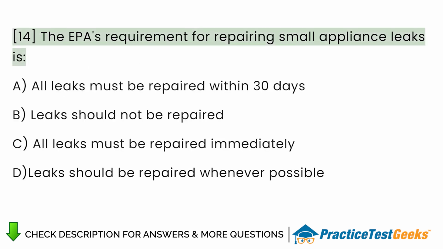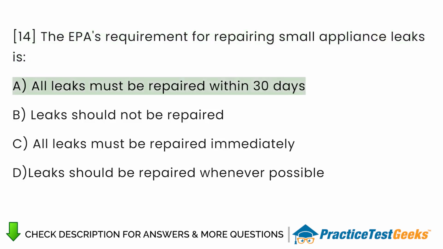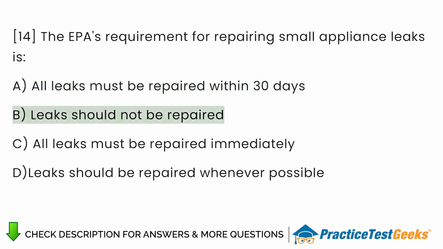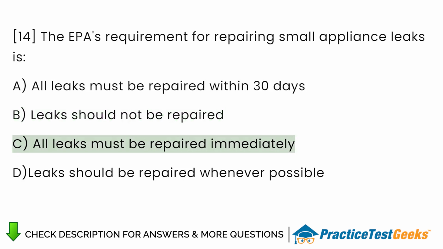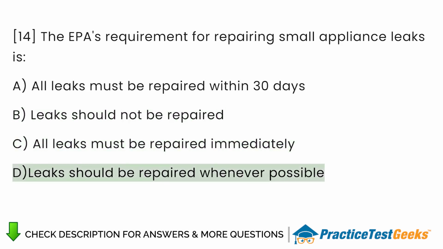The EPA's requirement for repairing small appliance leaks is: A. All leaks must be repaired within 30 days. B. Leaks should not be repaired. C. All leaks must be repaired immediately. D. Leaks should be repaired whenever possible.